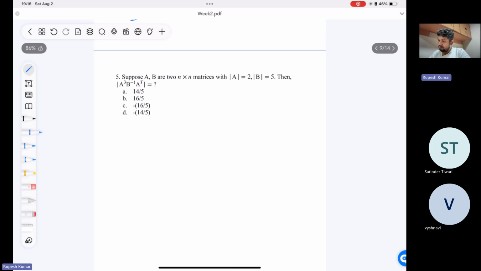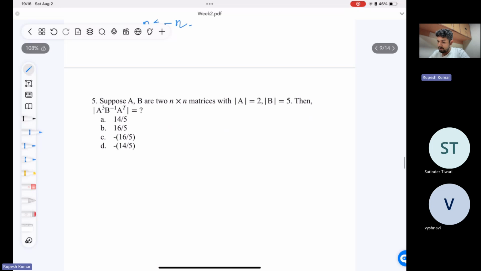Suppose A, B are two n cross n matrices with determinant of A equal to 2, determinant of B equal to 5. Then again, what is the determinant of A cube B inverse A transpose? I hope everyone can solve this. Now you can solve this, right?